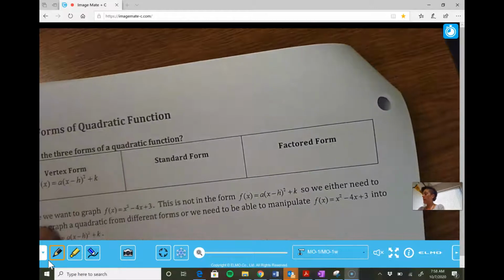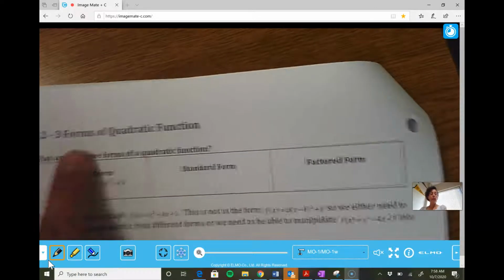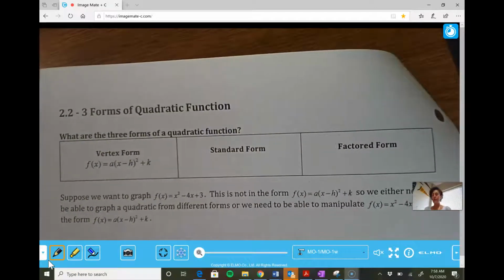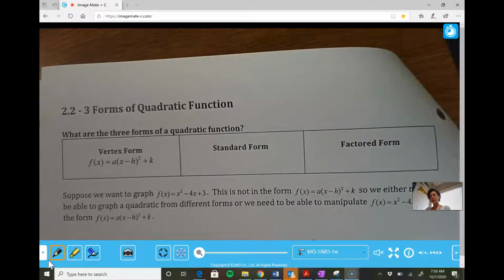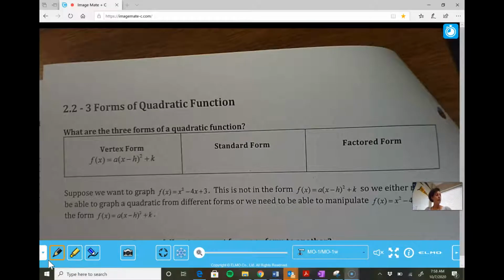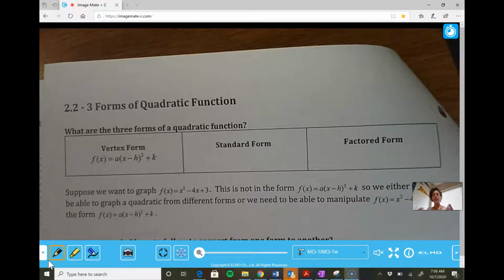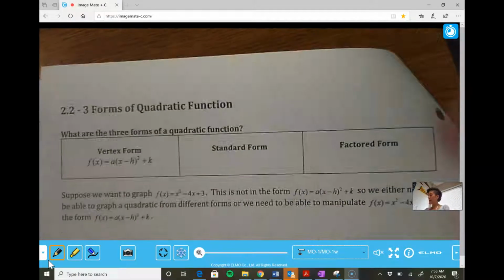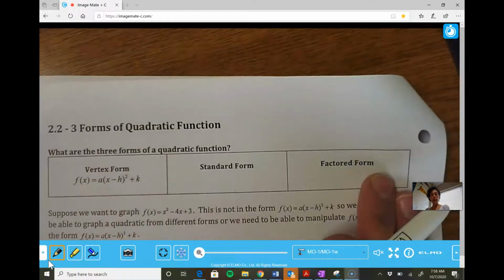So our first part of the video, again, I'm on page 8. We're going to be talking about the 3 forms of quadratic functions. This is review from Algebra 1. All the things I'm about to show you, you learned in Algebra 1. So there is this expectation, as I'm sharing the notes with you, that you know how to do this. So the first thing I want to talk about are the 3 forms of quadratic.